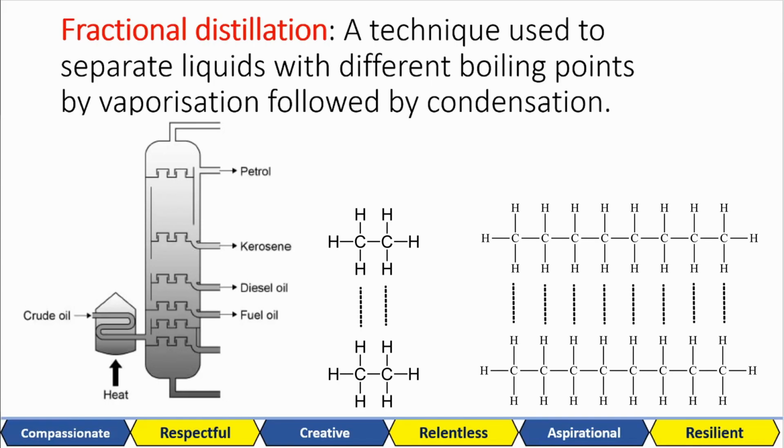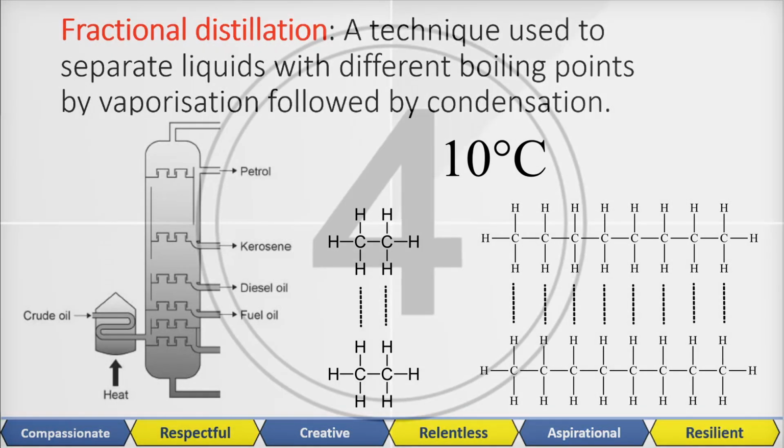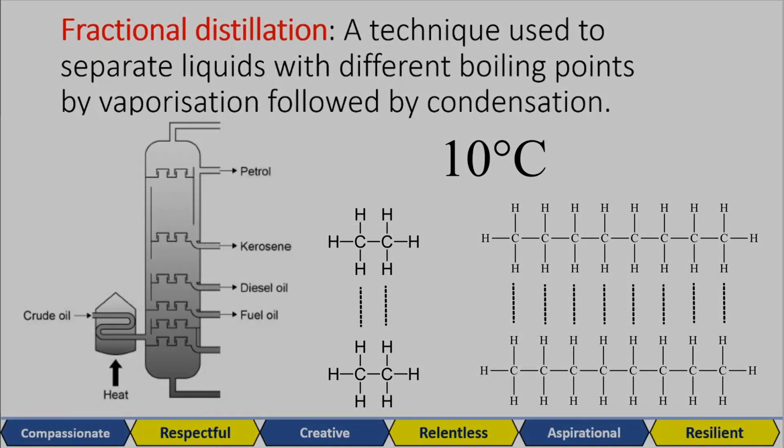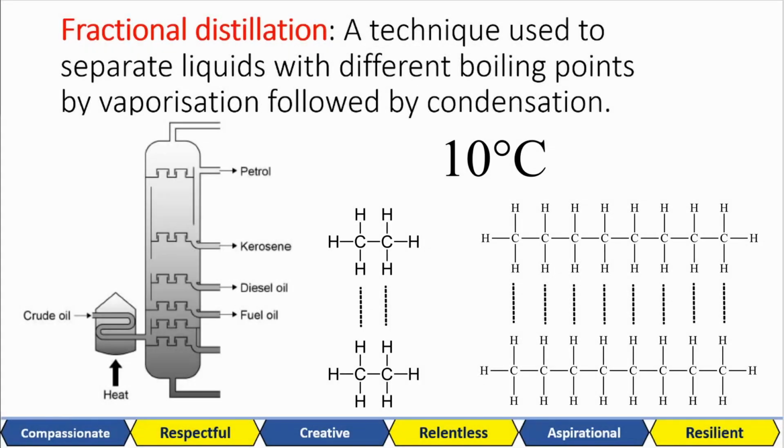Let's now imagine that it takes 10 degrees of heat energy to break one intermolecular force. What will be the boiling point of these two molecules? You should have clocked that the one on the left will be 20 degrees Celsius and the one on the right is 80 degrees Celsius. These aren't actually the real values, yeah? I'm just simplifying for you to be able to see what's going on here.